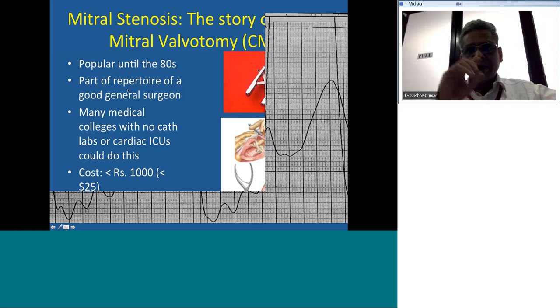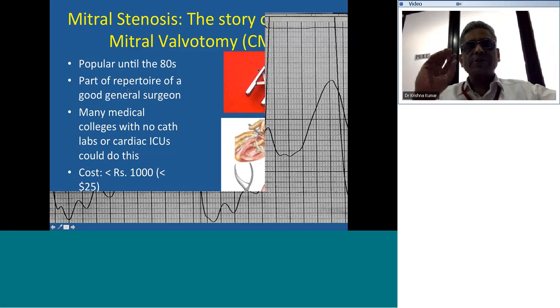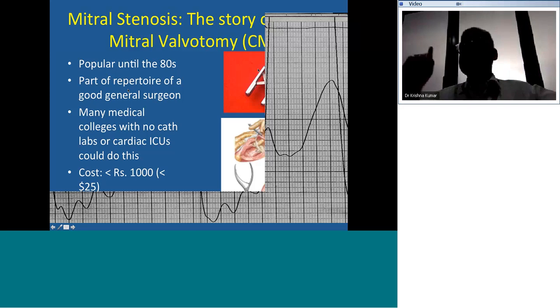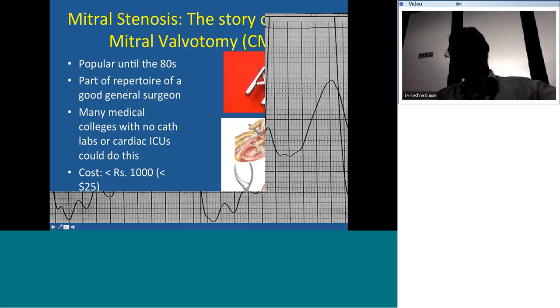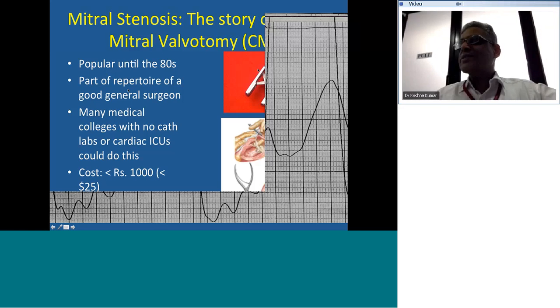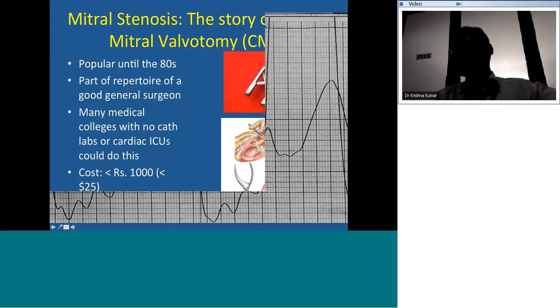Okay, pre-procedural assessment is very important. And I think the whole focus of this talk is pre-procedural assessment, because as cardiologists, the most important aspect of mitral balloon dilatation or closed mitral valvotomy or anything you do with the mitral valve is to know that the patient is a candidate for balloon mitral valvotomy. If you make a mistake here, that's when things go wrong in the cath lab.